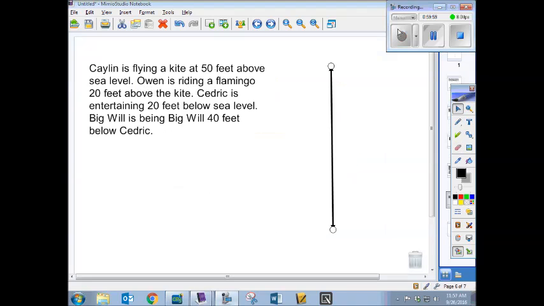Okay, so Kaylin is flying a kite at 50 feet above the sea level. So the first thing I've got to do is put sea level on there, right, everybody? So I put my water. We know that's considered 0 feet. Put SL for sea level. Nobody should be drawing this. You should be listening. I've got one minute, so please stay with me. Kaylin is flying a kite 50 feet above sea level, so I'll go ahead and put it there. Pretty easy there.